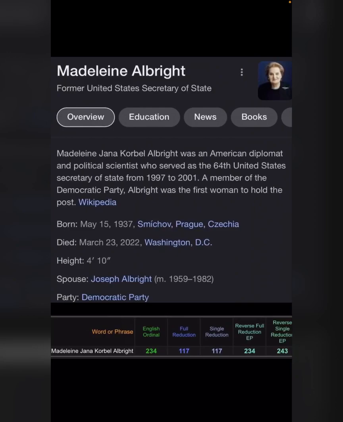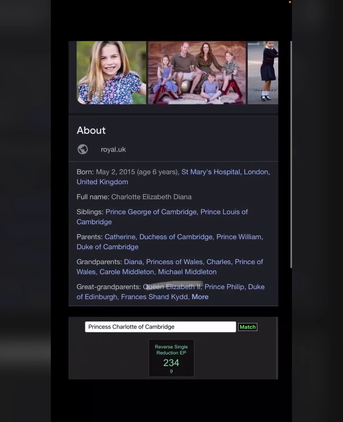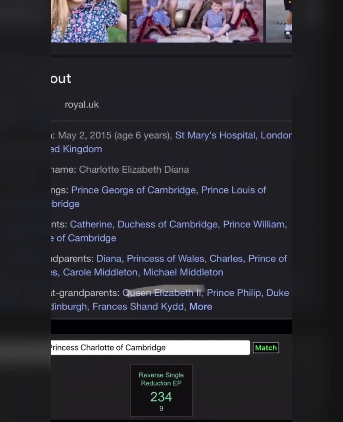So the next thing, this is the Queen's great-granddaughter, and her name is Charlotte. Remember, I just talked about the wrestler Charlotte, who's tied to the Queen, and now the name of her great-granddaughter is Charlotte, known as Princess Charlotte of Cambridge, and of course she has, again, the 234 in her name. Again, that number comes up.